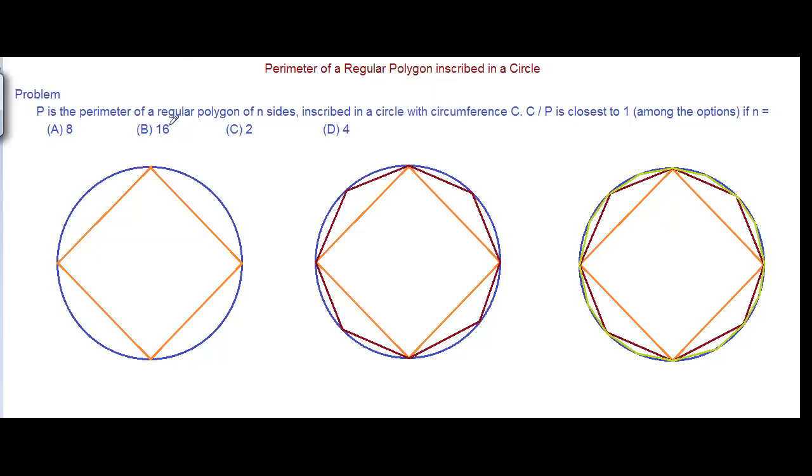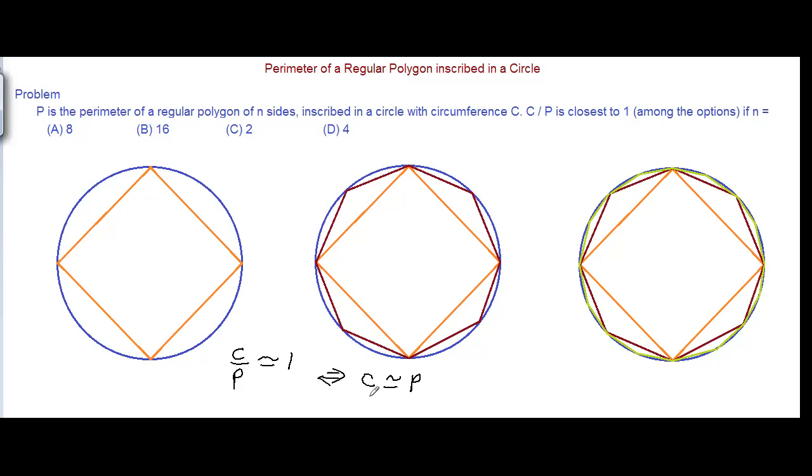P is the perimeter of a regular polygon of n sides inscribed in a circle with circumference C. C divided by P is closest to 1 among the options if n is equal to. Now C divided by P is closest to 1. What does it mean? If C divided by P is very nearly equal to 1, then it means that C is very nearly equal to P.